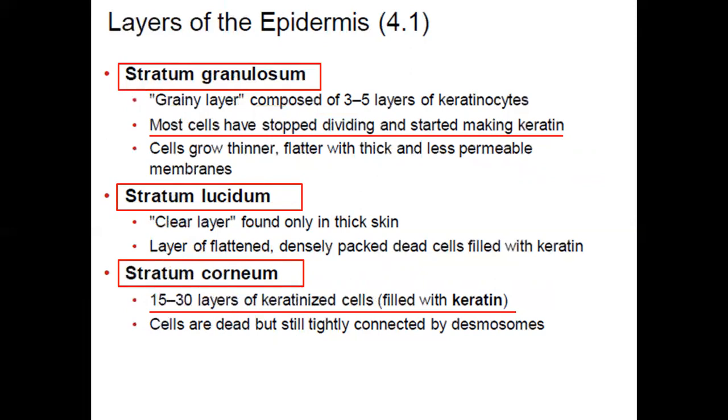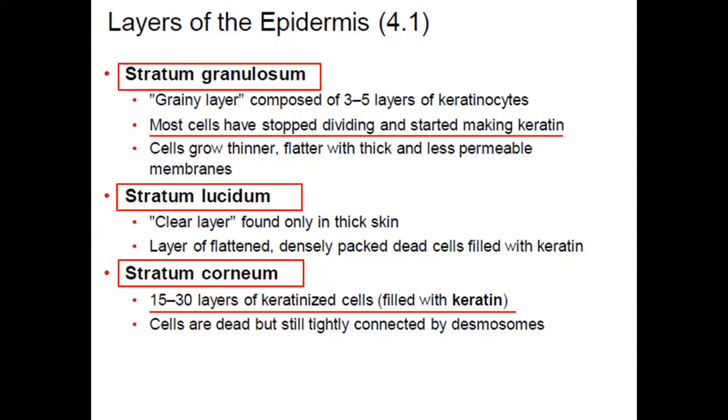So the stratum granulosum is a grainy layer, and the granules, these tiny pockets inside the cells of the stratum granulosum, are what produce keratin. And that keratin makes the cells really tough and thick, resistant to damage, and also waterproof.